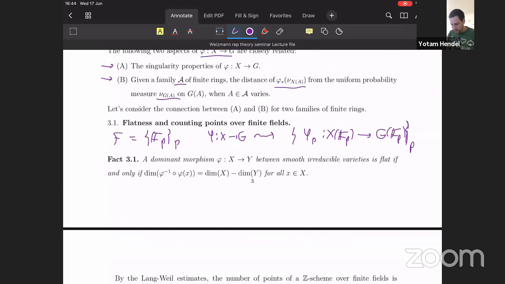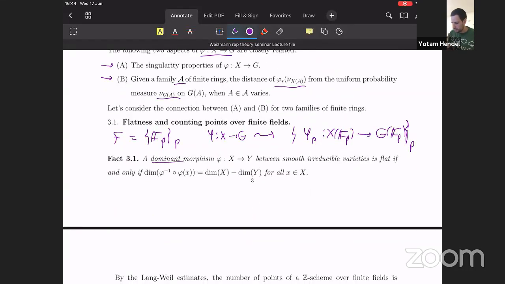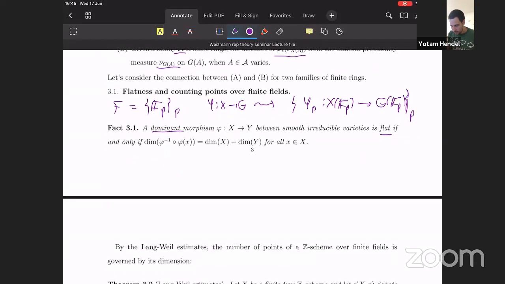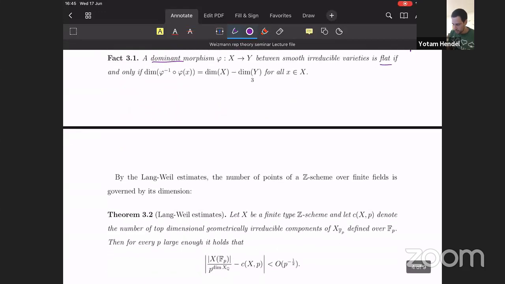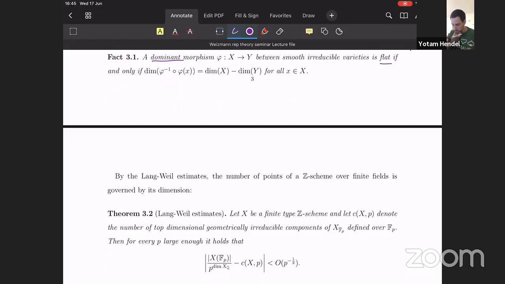Okay, so one fact from algebraic geometry. If we have a dominant morphism between smooth irreducible varieties, it is flat if and only if the dimension of the fiber equals dimension of X minus dimension of Y for all points x in X. And using this characterization of flatness together with the Lang-Weil estimates, we can encapsulate a solution for the probabilistic Waring problem with respect to this family of finite fields as saying that you take some morphism and you convolve it with itself enough times, and if it becomes flat, then the corresponding family of random walks is really close to the family of uniform probability measures on G(F_p).